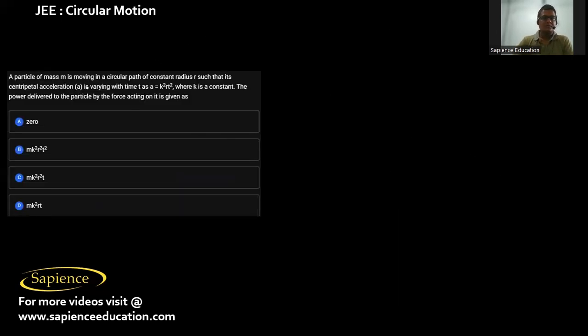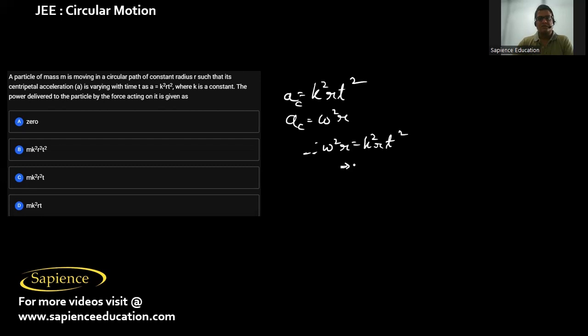And here it is told a particle of mass m is moving in a circular path of constant radius r such that its centripetal acceleration a is varying with time as k square r t square. Now centripetal acceleration is given as omega square r. So therefore omega square r equals k square r t square. So therefore omega will be equal to kt. So omega is varying with time. So therefore the velocity, that is r omega, equals ktr.